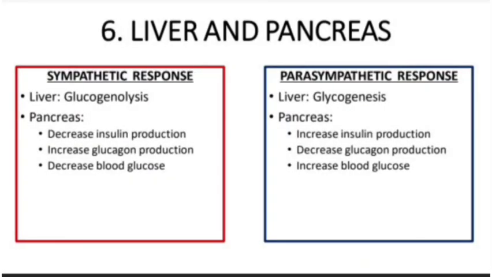Next, let's talk about your pancreas and your liver. Under the sympathetic response, your liver undergoes a process known as glycogenolysis. So lysis means breakdown and glyco pertains to glucose. So there is a breakdown of glycogen inside the liver under a sympathetic response. This allows the various cells of the body to take up all that extra glucose to give them more energy to properly respond to a fight or flight scenario. For the pancreas, you have a decrease in insulin production and an increase in glucagon production, and at the same time, these two things will cause a decrease in blood glucose.